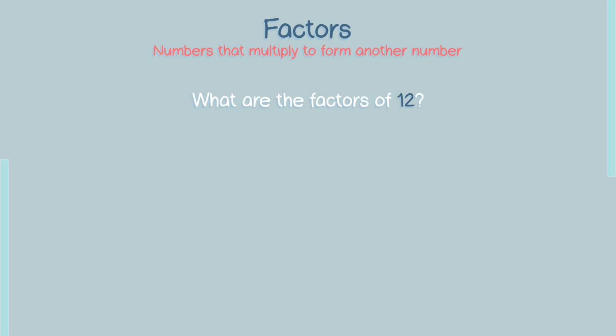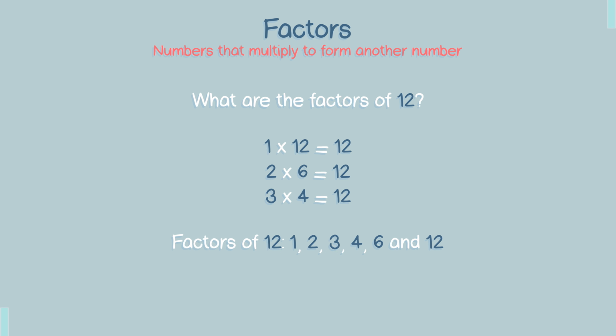What are the factors of 12? Well, what numbers go into 12? 1 multiplied by 12 equals 12, so they are both factors. 2 multiplied by 6 equals 12, making 2 and 6 factors of 12. Finally, 3 times 4 equals 12, so 3 and 4 are also factors of 12. So if you're asked to find factors of a number, you're just finding the numbers that multiply together to produce that number.